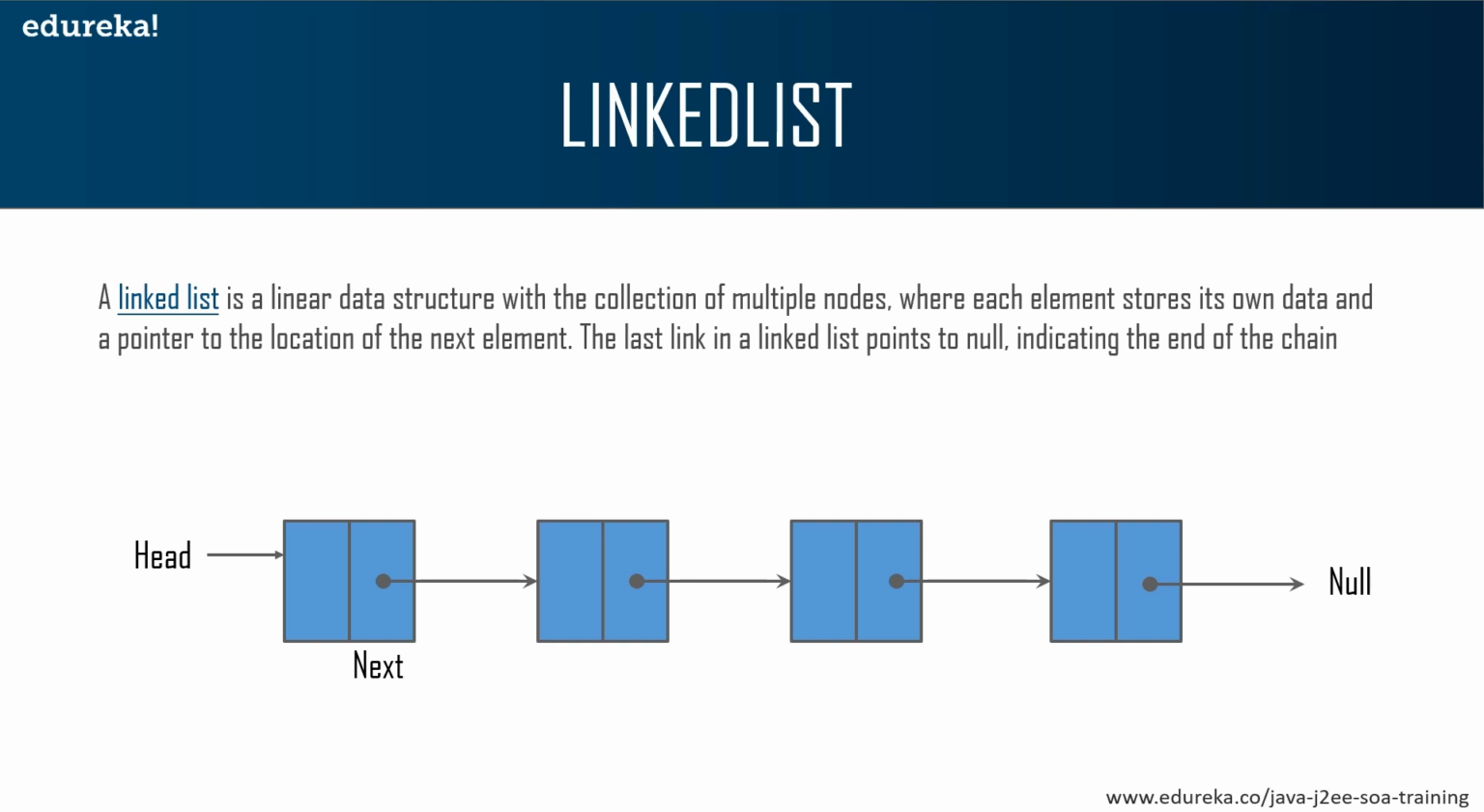So there are three types of linked list. One is the singly linked list, that is unidirectional, where it contains only the information of the next node. When it comes to a doubly linked list, it contains the information of the next node and also the pointer to the previous node. And in a circular linked list, the last node points to the first node.